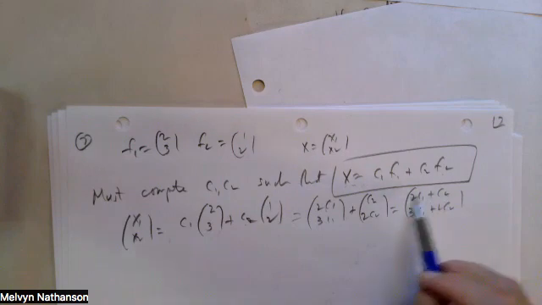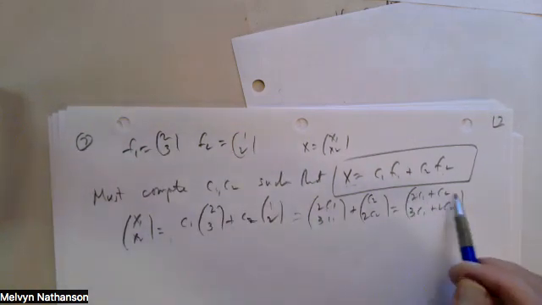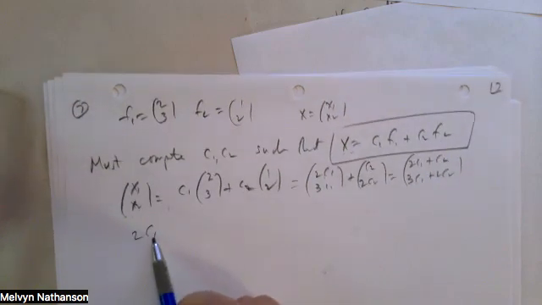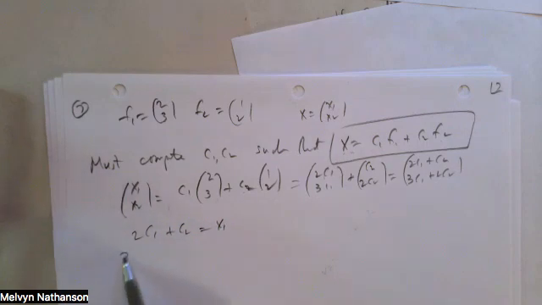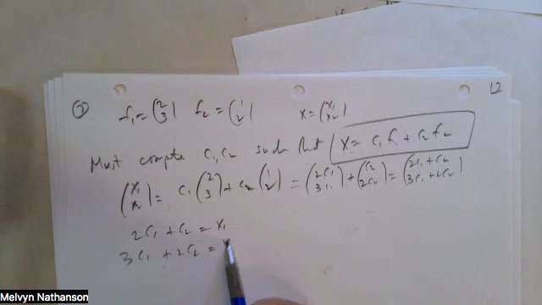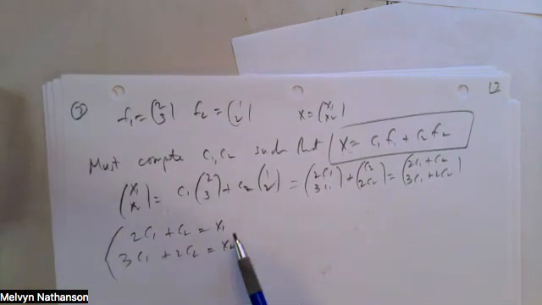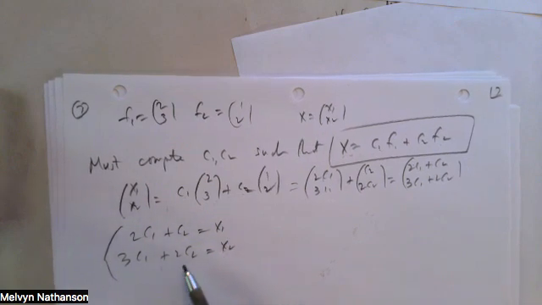In other words, if we compare coordinates, C1 and C2 have to satisfy these two equations: 2C1 plus C2 equals x1, and 3C1 plus 2C2 equals x2. So this comes down to solving these two equations in two unknowns.